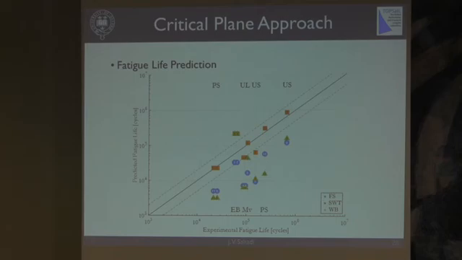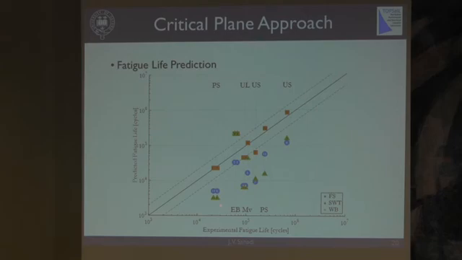Well, actually, Smith-Watson-Topper is not too bad, but of course the directions of crack initiation aren't the ones that are predicted with this. So it seems to be giving approximately the right lives, but it's not giving correct predictions of the orientation, and we have got a couple of non-conservative results up here.